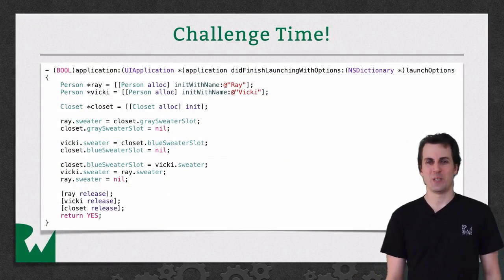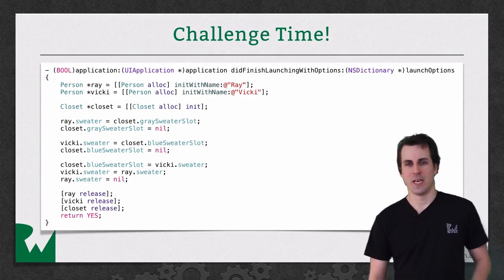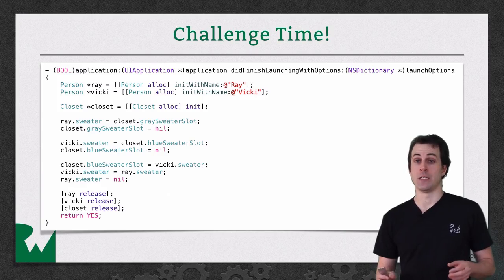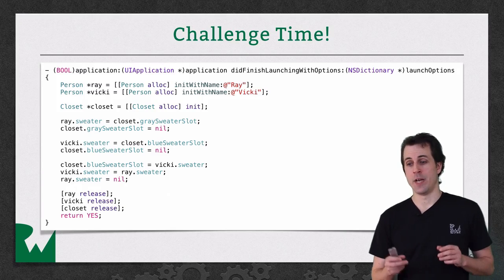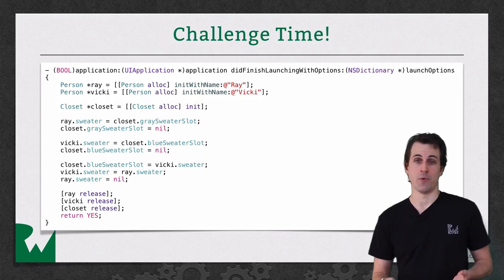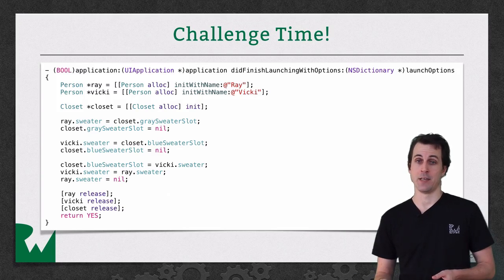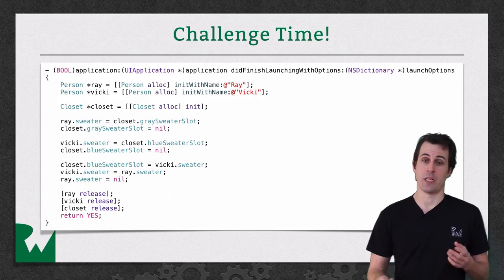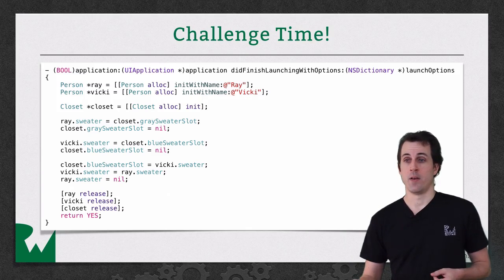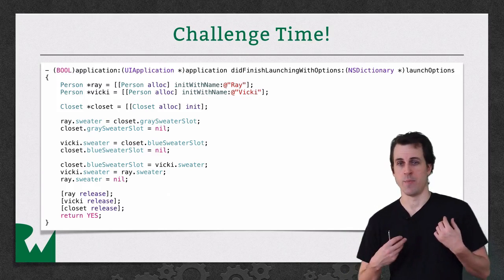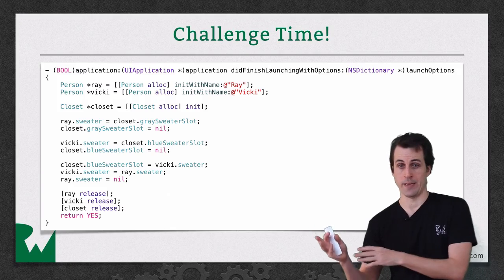All right, that's it for this video tutorial, but I want to leave you guys with a challenge as always. This time I want you to create a new object in the project we've been working with called Closet. And the idea is when a person is not wearing a sweater, then it should be in the closet instead. So the closet starts out with a slot for 2 sweaters, the blue sweater and the gray sweater, and then we will take the sweaters out of the closet, put them on, and when we're done with them, we put them back in the closet.